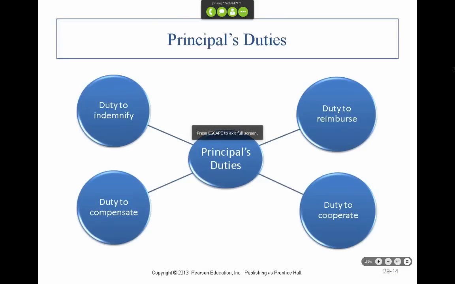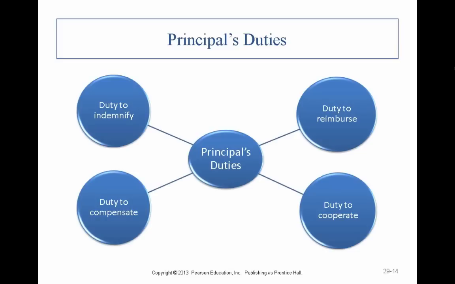So now that we've talked a bit about who a principal is, what an agent is, what are the lawful things that an agent can do for a principal, a little bit about how principal-agent relationship or agency relationships are formed, let's now talk about what are the obligations of the two parties. What are the principal's duties? What are the agent's duties?